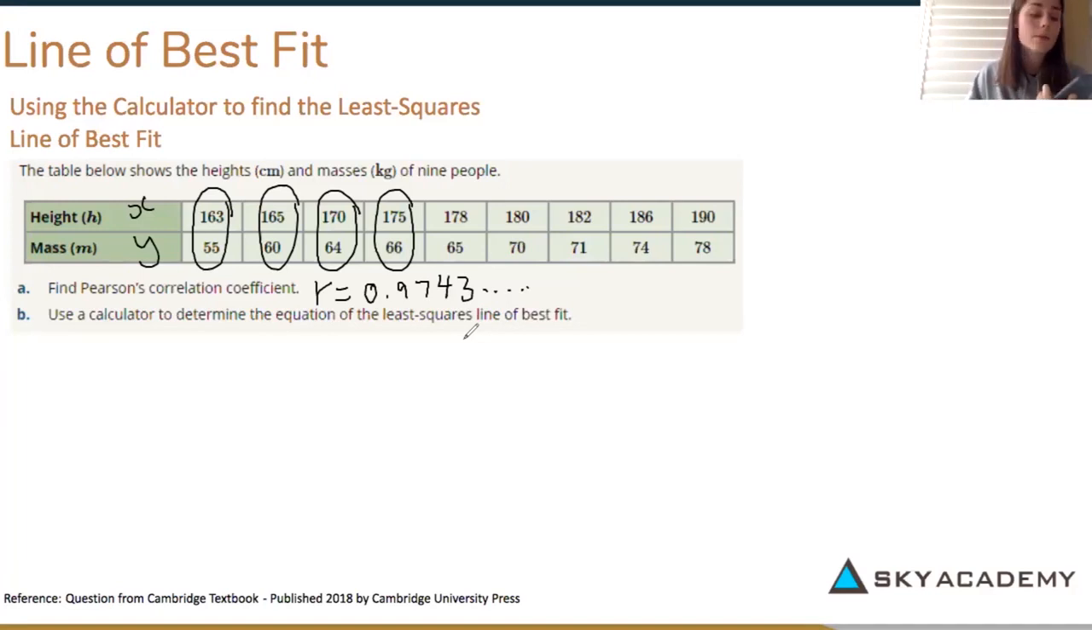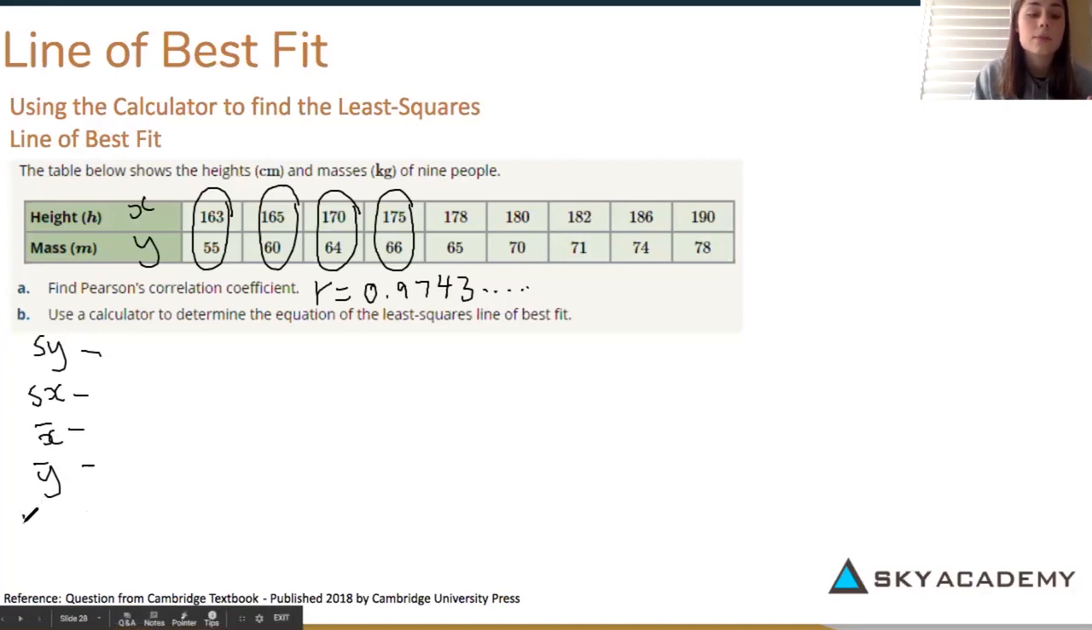If I was to clear it by pressing Shift 9, 3 equals AC, then I would have to re-enter all my values. I don't want to have to re-enter all my values, so I'm just going to do it all in one go. I'm going to write down all the possible things that I need to find. So we have our standard deviation of y, standard deviation of x, the mean of x, the mean of y, and then I'll also need to get my gradient and my y-intercept. So let's go and find these 4 first.